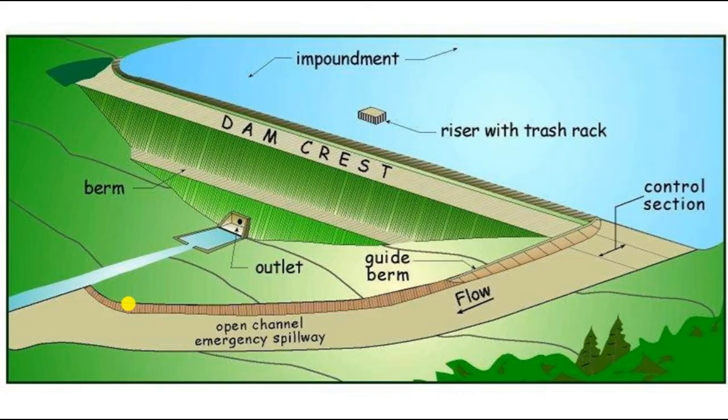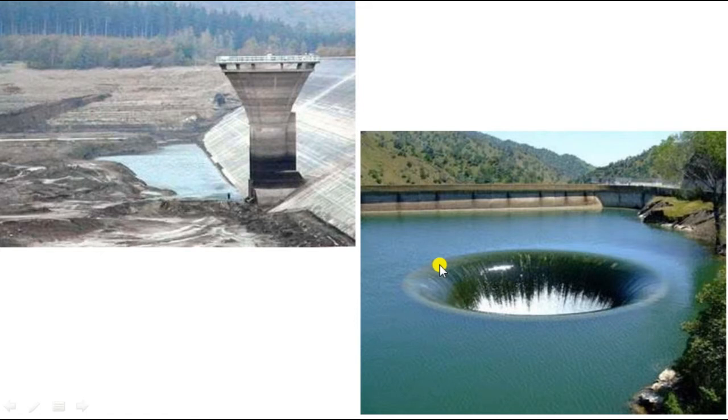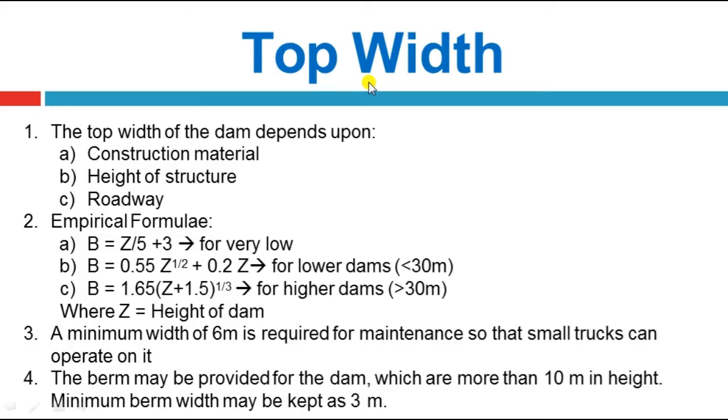Top width is also an important factor. That is the picture of an earthen dam: the dam crest, the control section, one type of spillway, the outlet for canal flow, the bump, the guide bump, and a morning glory spillway, one type of spillway. These are the intake structures where water can enter and pass through.